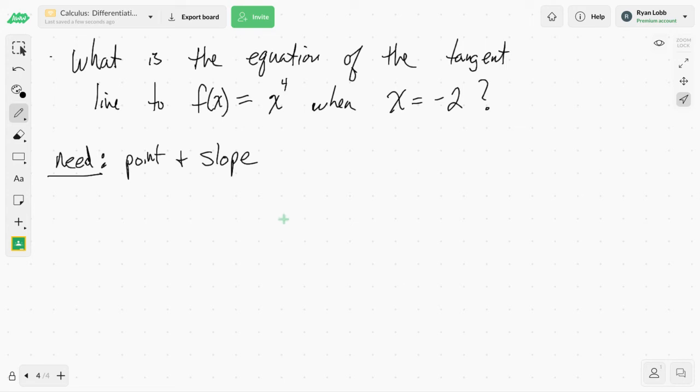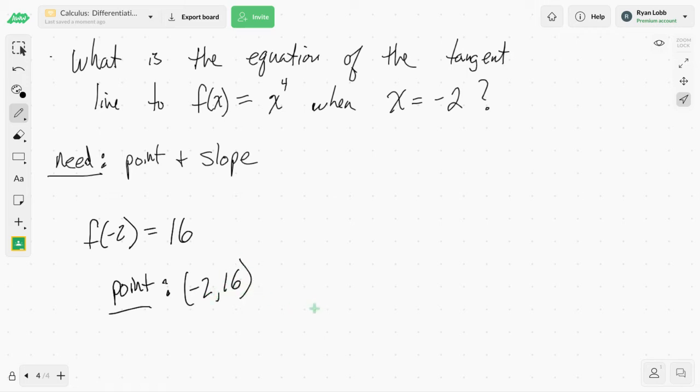And if you think here, what do I have? Do I have any of that? Well, no, you have one of the coordinates of the ordered pair. But easily enough, I can find the value that goes with that. So for my point, what's f of -2? F of -2 is 16. So now I have the point: -2, 16. So there's my point.